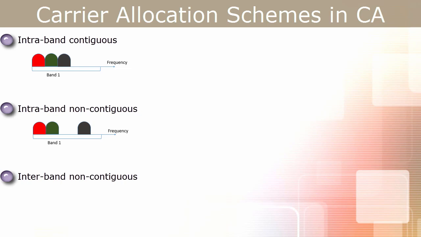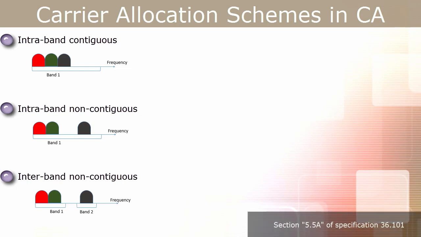Interband non-contiguous. In this scheme, the primary component carrier and secondary component carriers are allocated from 2 different frequency bands. There are almost 50 LTE bands available as per latest specifications, so there will be an infinite number of possible band combinations if we use all these carrier allocation schemes. To resolve this problem, 3GPP has defined all the allowed band combinations for CA. Section 5.5a of specification 36.101 has all the allowed band combinations.